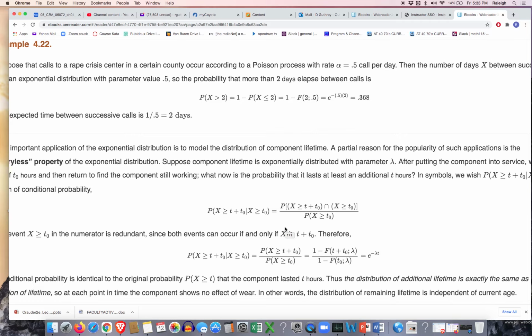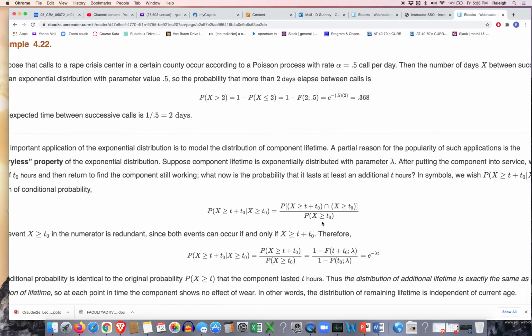It turns out that if we look at the definition of conditional probability, where, of course, x being greater than t0 goes in the denominator, and then we have to look at both x being greater than t plus t0 and x being greater than t0. But the thing is, this cancels out because we've already gotten past that. We've gotten t plus t0. Who cares what happened to t0? So the event x greater than t0 in the numerator is redundant. So we just go ahead and look at this one only and scrub the other.